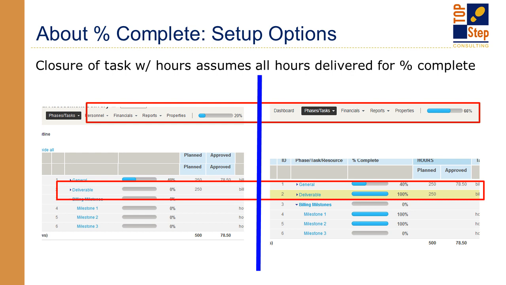So the difference there, my picture on the right says 66% complete, and that calculation is based on the 78.5 hours from my first task plus 250 from the second, which are kind of ghost hours there. If you see, you don't see 250, but because that task has planned 250, it's been marked 100% complete, it assumes that 250 have been delivered, thus calculating the 66% as opposed to 20% on the left-hand side.